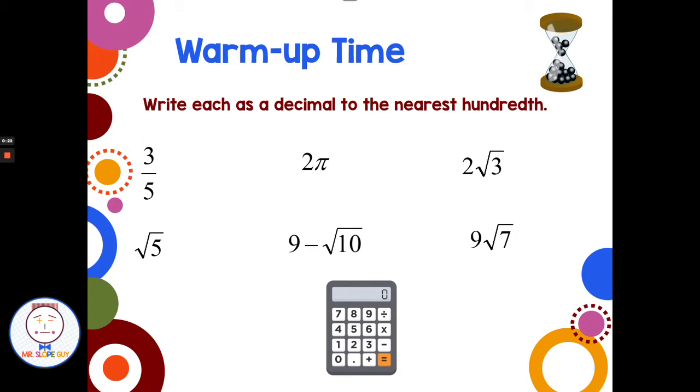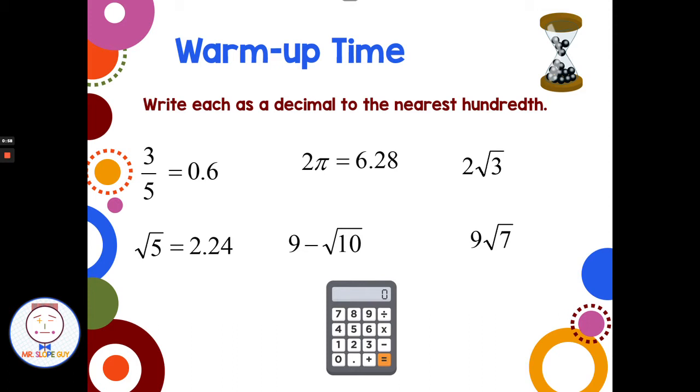All right, so 3/5, I can put that in my calculator, 3 divided by 5, and get 0.6 or 6/10. Square root of 5, put that in my calculator, I get 2.24 or 2 and 24 hundredths. 2 pi, well pi I know is 3.14, or if my calculator has a pi button, I could do 2 times that pi button. I'm just going to round to the nearest hundredth. I don't need to go on too far on this. So to the nearest hundredth, if I just take 3.14 and double it, I get 6.28.